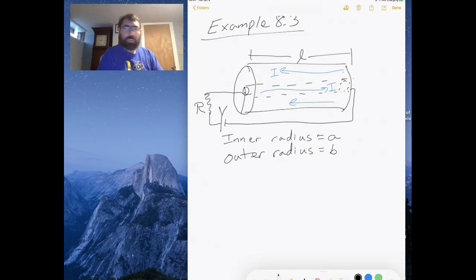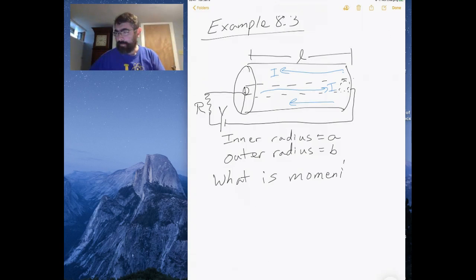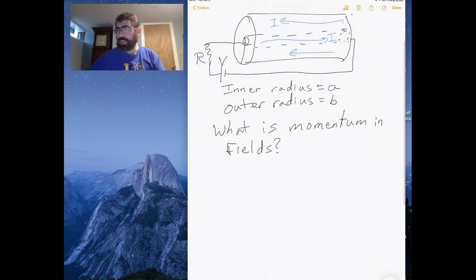Okay, so what we want to do is determine the momentum in the field. So not the momentum that's flowing through the boundary, but what's the momentum inside the fields in this particular situation. So, what is the momentum in the fields?